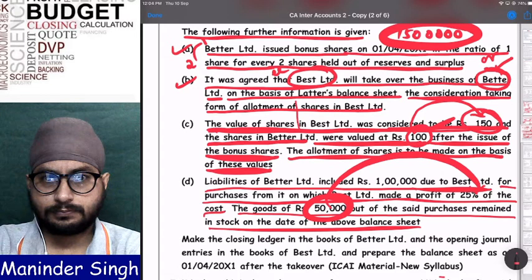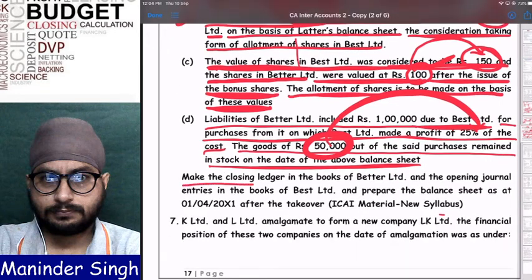Let us see now. What are they asking? Make the closing ledger in the books of Better Limited. See, did they ask you journal entries or ledger accounts? Ledger accounts. Can you prepare ledger accounts without understanding the journal entries and concept?